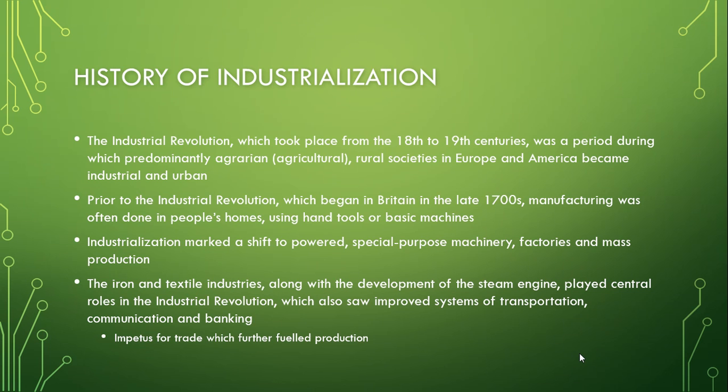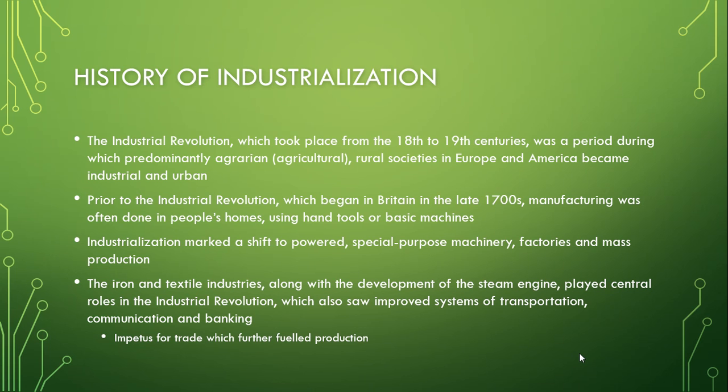Industrialization also marked a shift from manual labor to power, particularly at this time to steam power, which facilitated the use of machinery in factories, and all of this, as I said, contributed to the ability to mass produce goods. The iron and textile industries, along with the development of the steam engine, played a central role in the Industrial Revolution, which also saw improvements in transportation. So for example, steam power was used not only on the railway but also for water transportation.